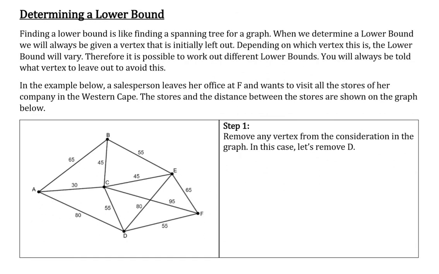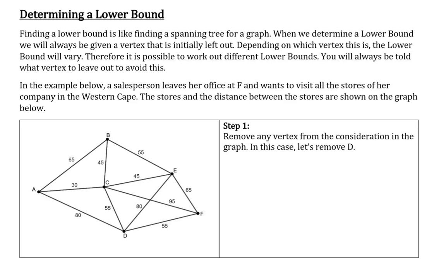Finding a lower bound is basically like finding a spanning tree, because you need to be able to go to every single vertex. So when we determine a lower bound, the only thing with the spanning tree is, remember, there are no circuits in a spanning tree. So a spanning tree can't possibly form a circuit.